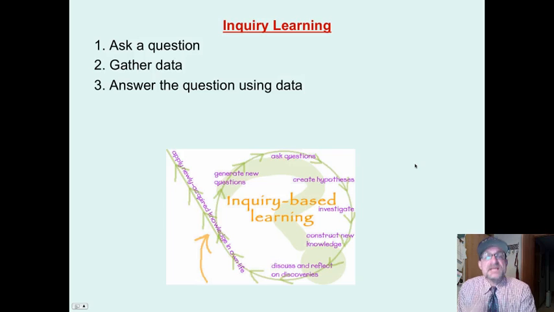And again, the basics of inquiry learning. Using the scientific method in a teaching and learning situation, you simply ask a question, gather data, and answer the question using data. We want creative, intelligent teachers. We need to allow them to be creative, intelligent, and this is one way to do that. Inquiry learning, an advanced pedagogical technique.